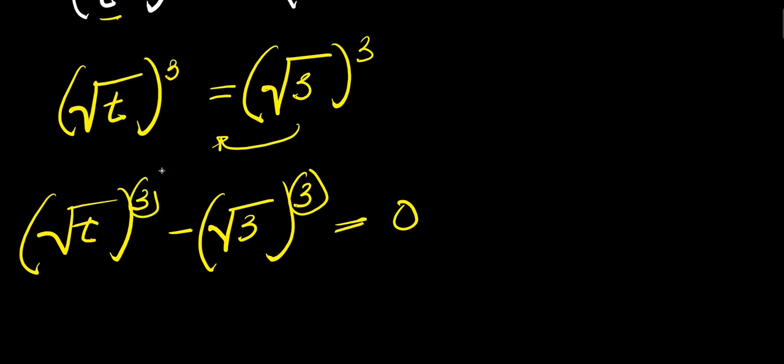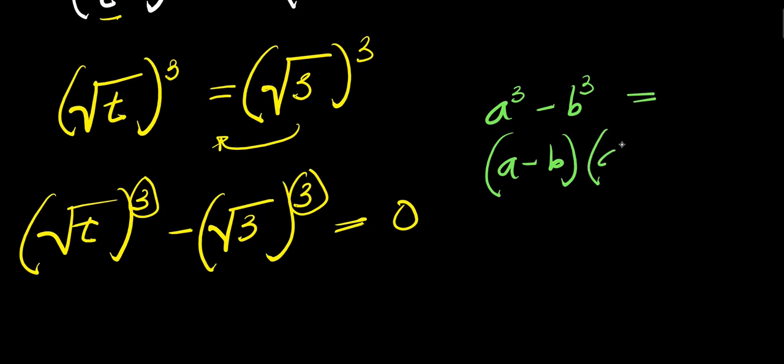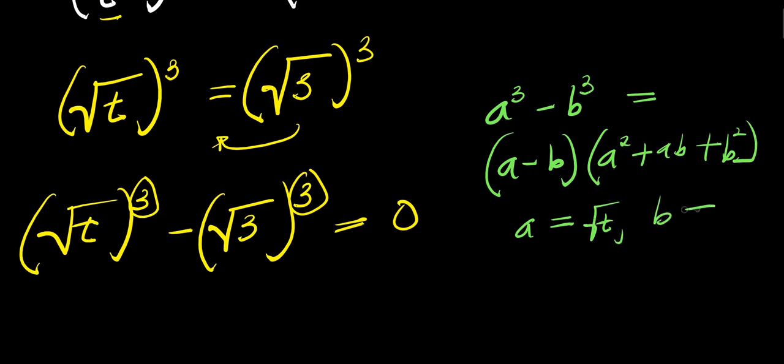Power 3 here. Let's expand. If you have a power 3 minus b power 3, it equals a minus b times a squared plus ab plus b power 2. And my a is square root of t, my b is square root of 3.